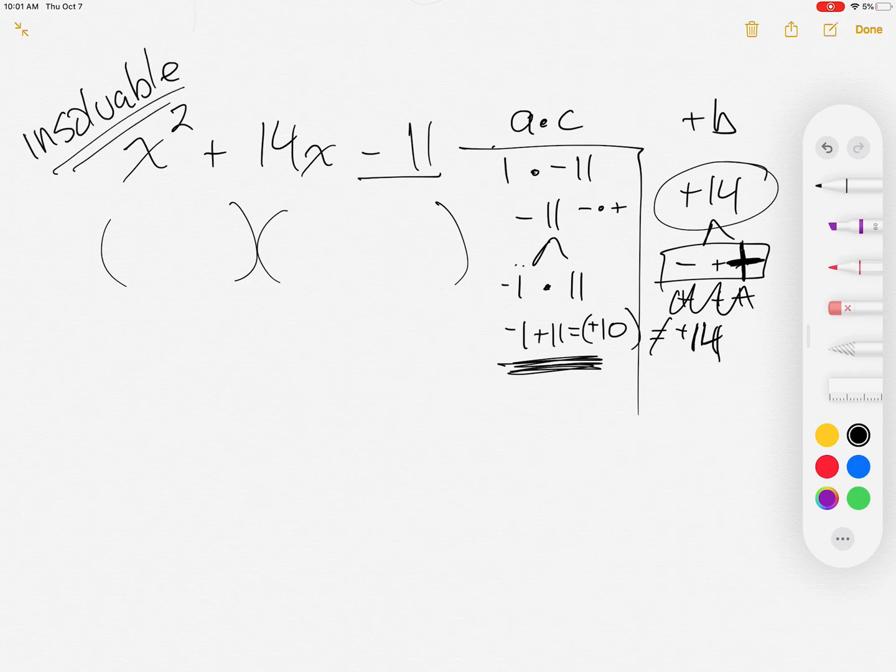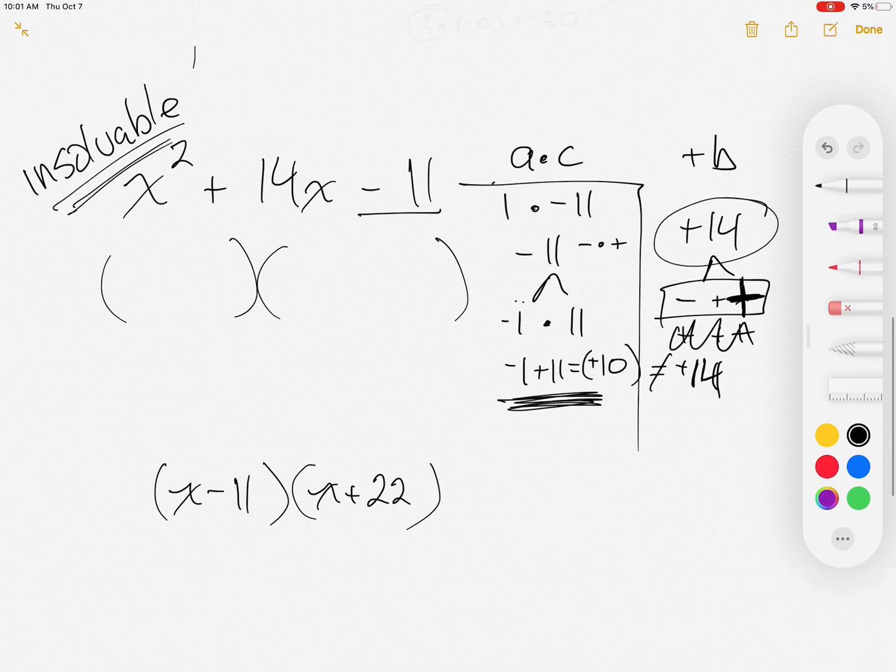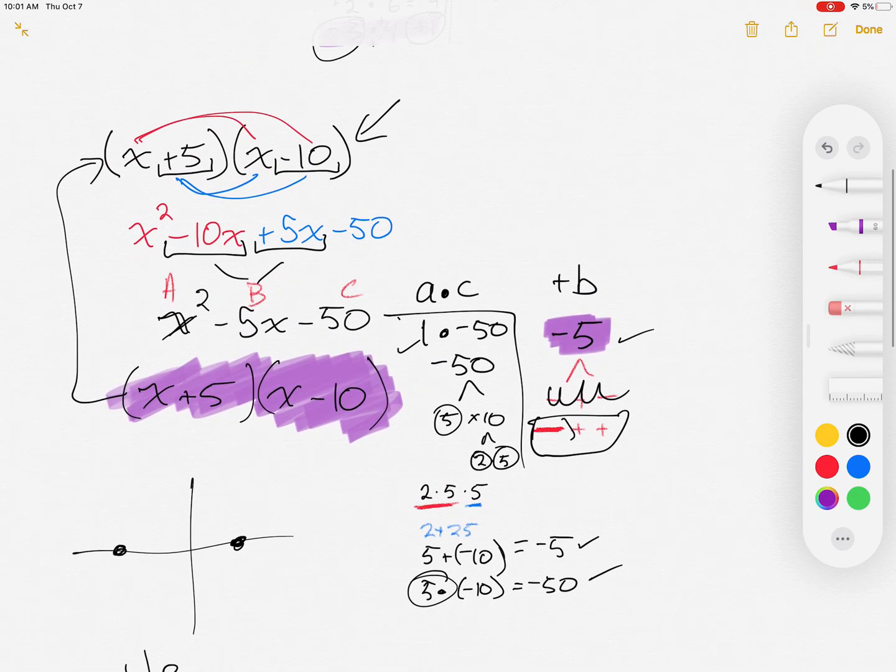insolvable. So that's why if you want to do these on your own, start with some numbers. x minus 11, x plus 22. You can make them harder. The bigger the numbers, the harder it is going to be to factor. So even these simple ones, they each take a couple of minutes each, at least. Okay, so this is a patient problem solving.